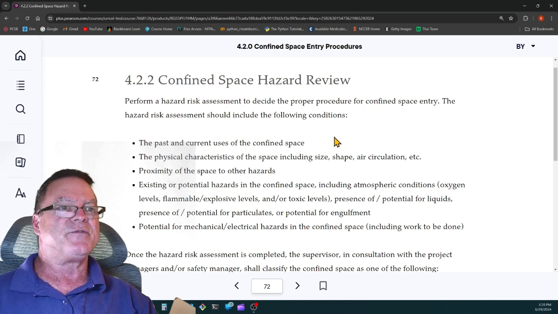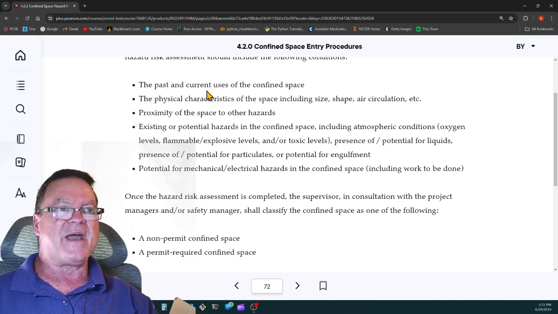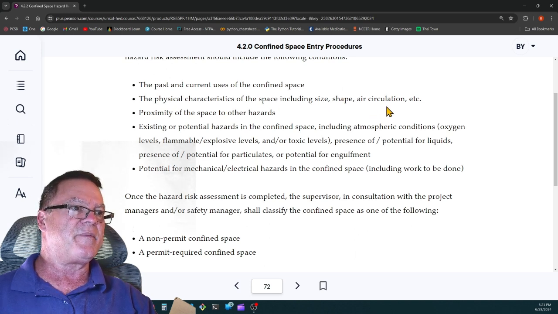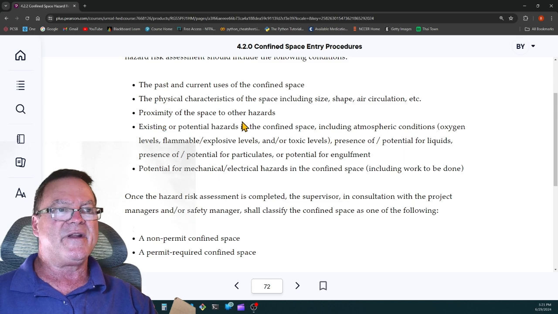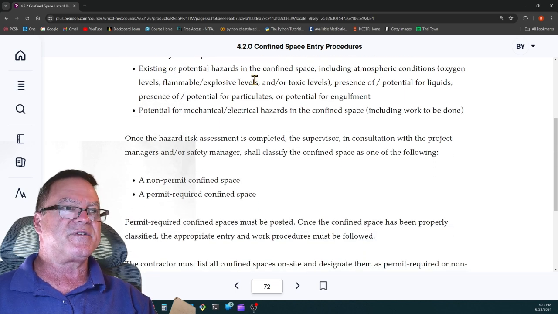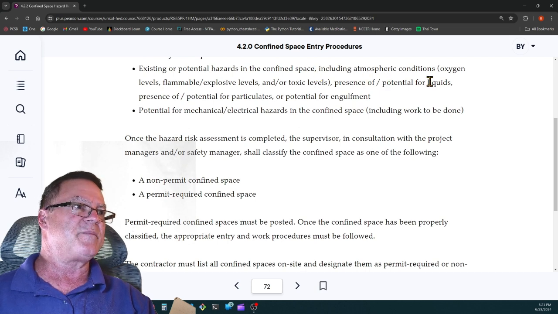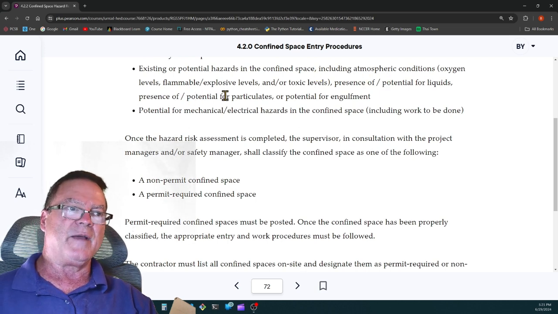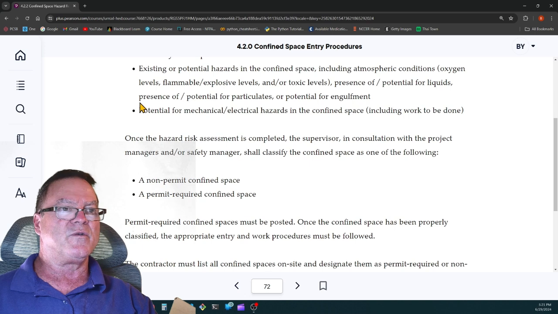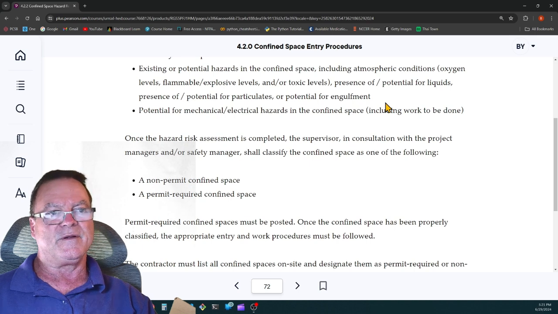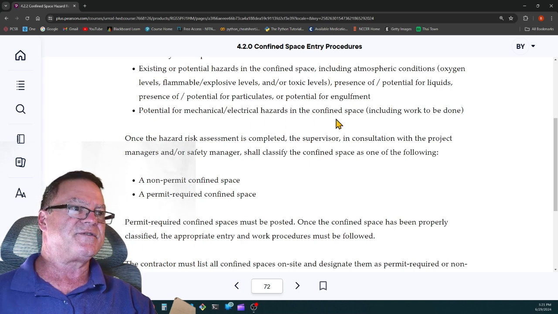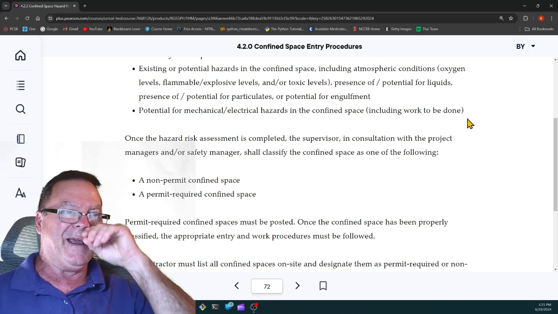4.2.2 Confined Space Hazard Review. The hazard risk assessment should include the following conditions: the past and current uses of the confined space, the physical characteristics of the space, including size, shape, air circulation, etc., proximity of the space to other hazards, existing or potential hazards in the confined space, including atmospheric conditions, oxygen level, flammable explosive levels, and/or toxic levels, presence of or potential for liquids, presence of or potential for particulates, or potential for engulfment, potential for mechanical, electrical hazards in the confined space, including work to be done.